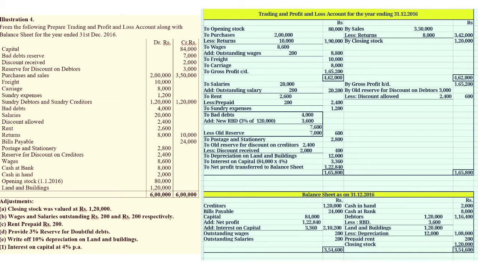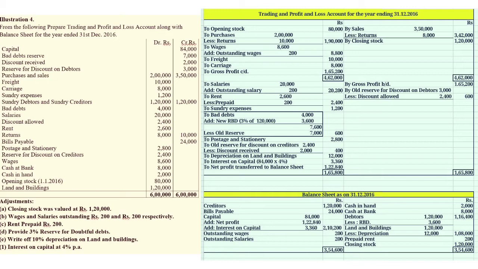The difference 600 is profit for us. It's an income for the firm. That's why it appears on the credit side of profit and loss account. The grand total is 1,65,800. That difference goes to the balance sheet under capital. Okay, net profit 1,22,840, because the credit is more than the debit side. It gives profit for us, 1,22,840.